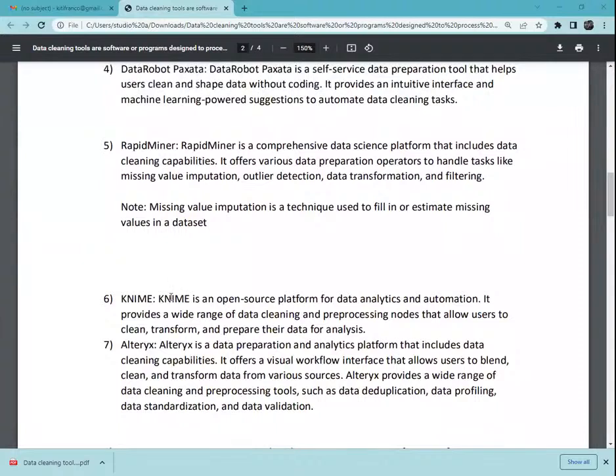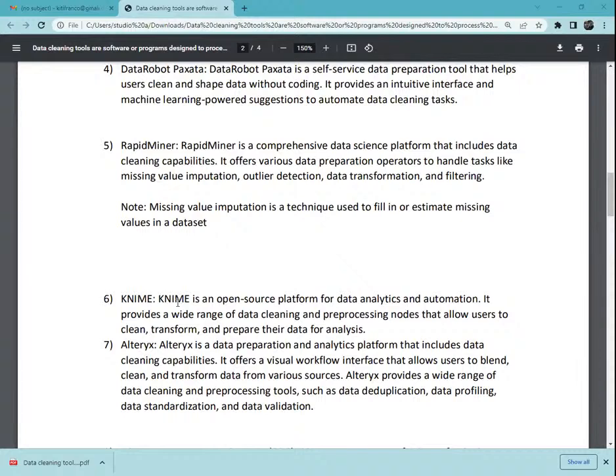And then we have the famous KNIME here. It's an open source platform for data analytics and automation. It provides a wide range of data cleaning and pre-processing nodes that allow users to clean, transform, and prepare their data for analysis. This name is like the knitting thing, right? It's an open source platform for data analytics and automation. It provides a wide range of data cleaning and pre-processing nodes that allow users here to clean, transform, and prepare their data for analysis. So, ladies and gentlemen, once you understand how Power BI works, you can easily relate this software with Power BI.